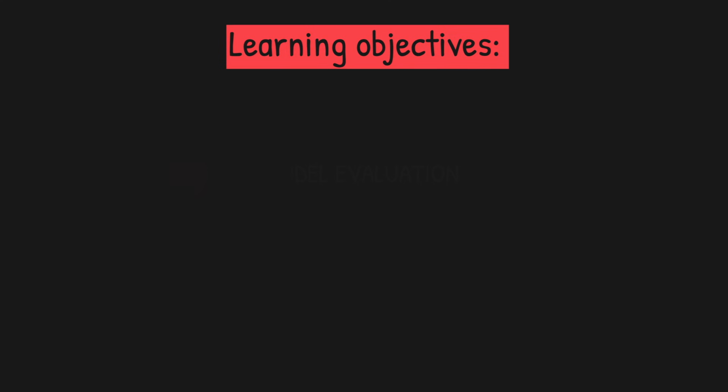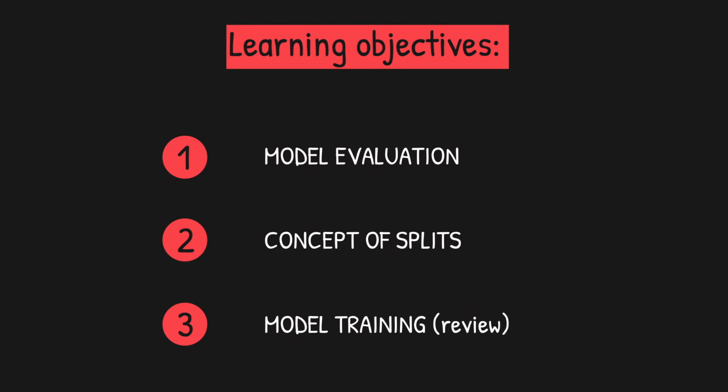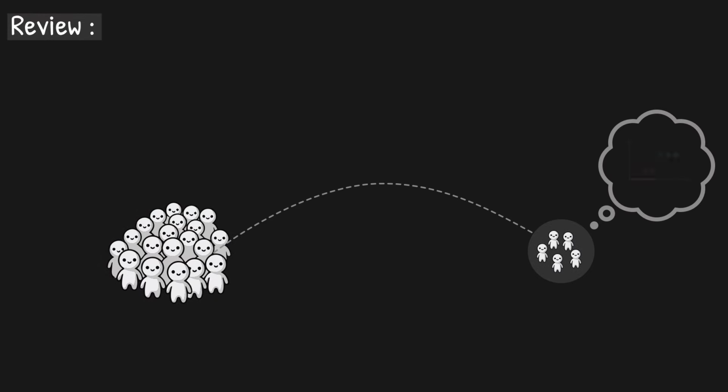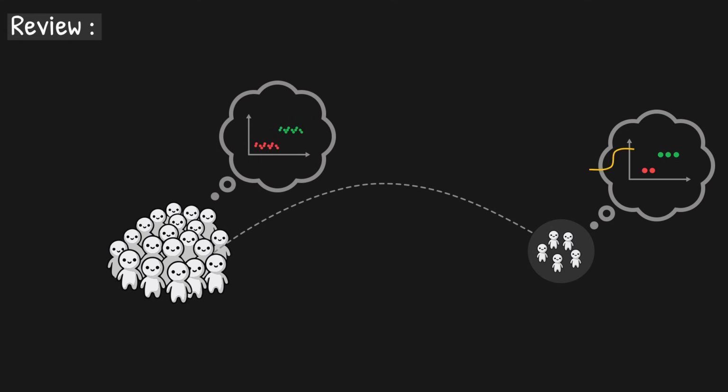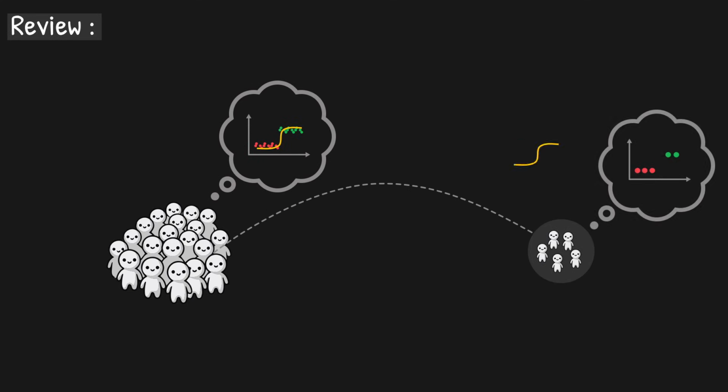In this video, we'll be talking about model evaluation and the concept of splits. But before we talk about both of these, we have to first do a bit of review on model training. Recall that our task is to capture patterns observed from a sample. To do that, we use models, depending on the type of variables we're trying to learn. In previous videos, we proved how this model can capture the general pattern, which in turn can be used for inference to make predictions on new data.